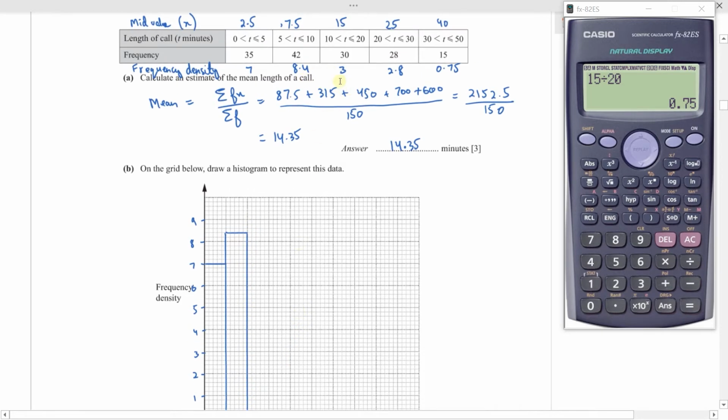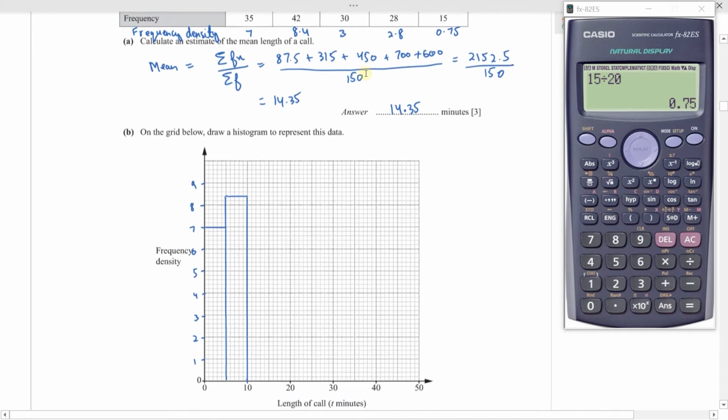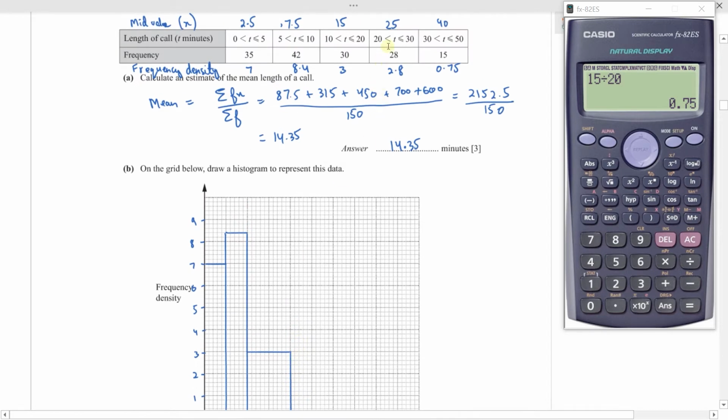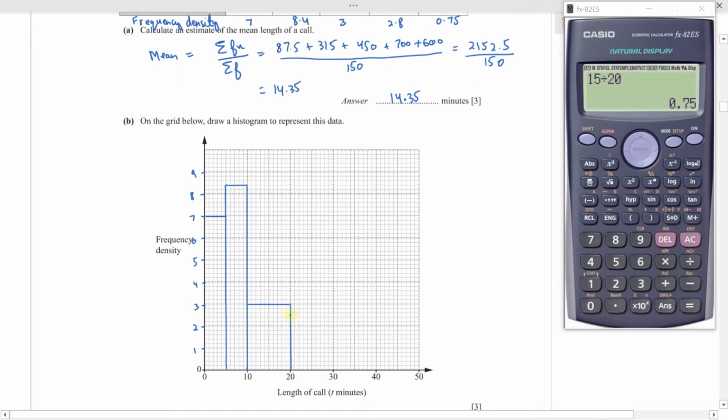The next value is 3 for 10 to 20. So 10 to 20 and then 3 up till this point. Let's draw a straight line here and then down here. The next is 20 to 30 and your frequency density is 2.8. So 20 to 30 and 2.8 will be one small block down from 3. So this is 2.8 and then up till 30.